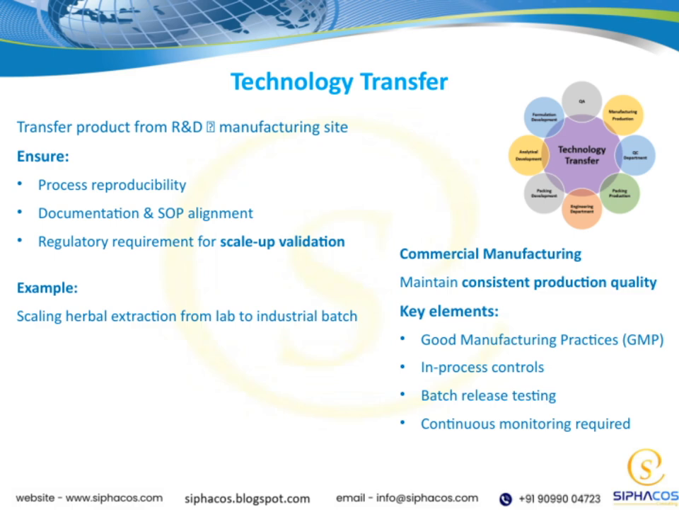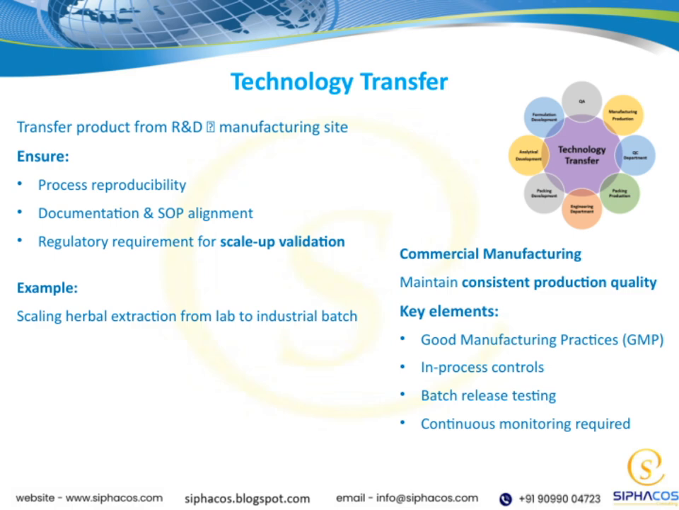Second, in-process controls allow us to monitor and adjust production in real time, catching any issues early. Third, batch release testing is critical for verifying that each batch complies with quality specifications before it reaches the market. Additionally, continuous monitoring is required to maintain control over the process and ensure ongoing quality.